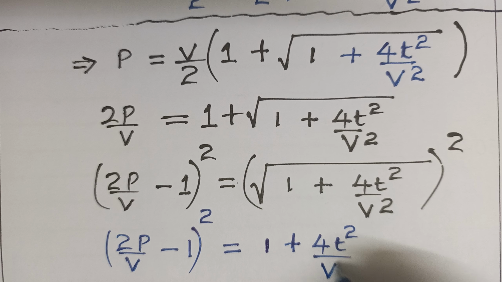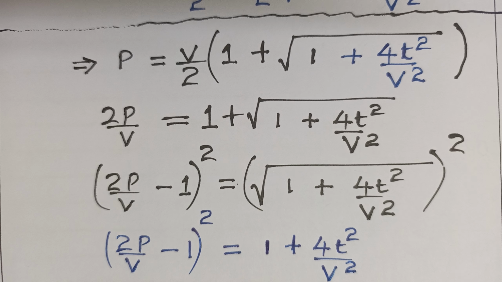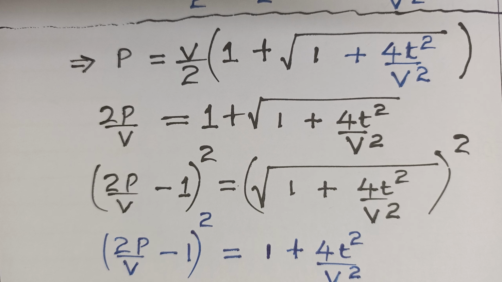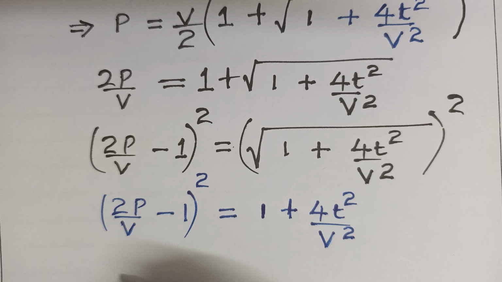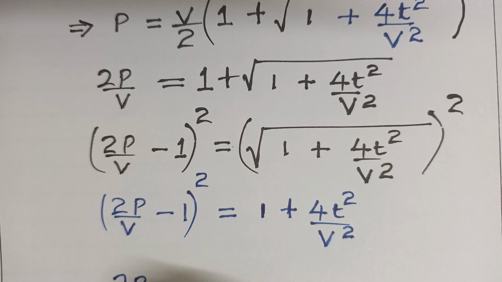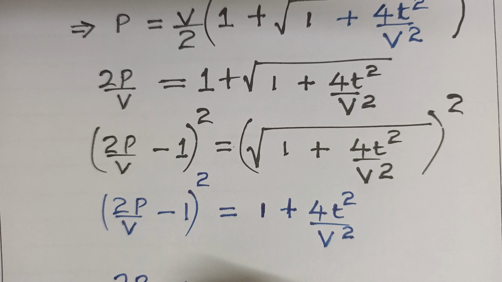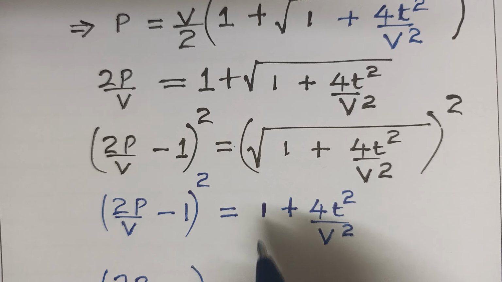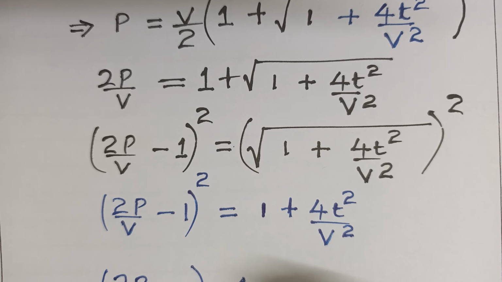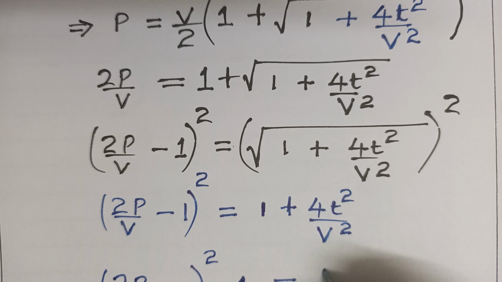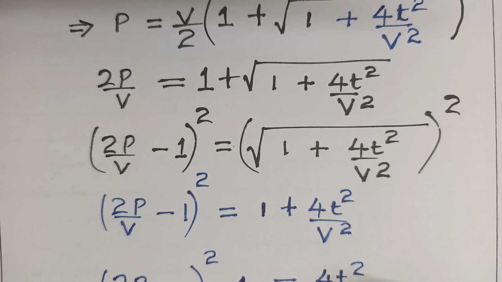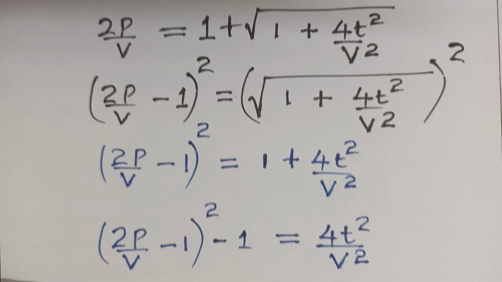So we shall have 1 plus 4t squared all over v squared. Now from that, I can bring this 1 on this side. And so we shall have 2p all over v minus 1, and this now minus 1 because this is squared. This is now equal to 4t squared over v squared, like that.